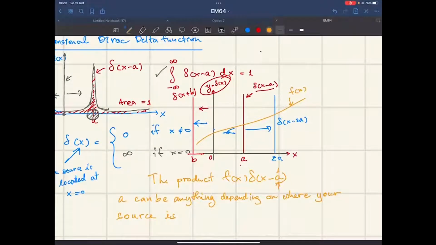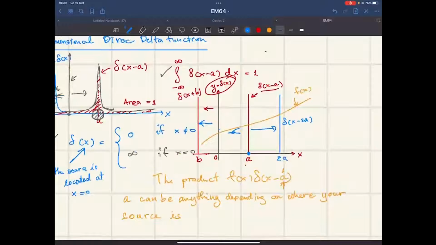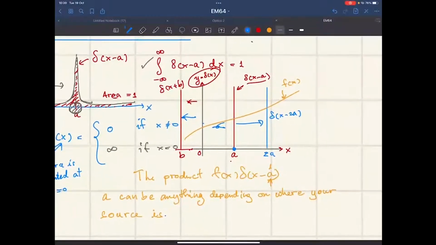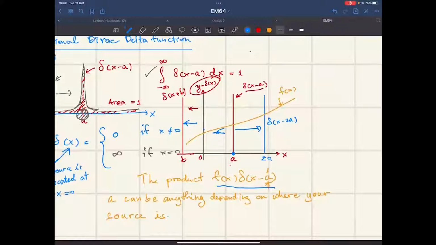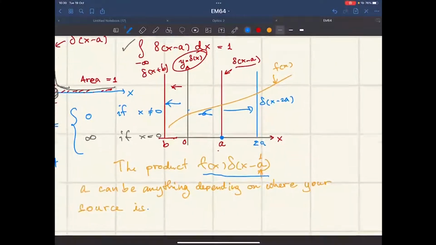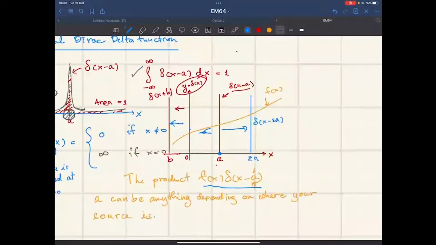That is where your source is, which means it's here. It can be a point source. Normally, it represents a point source without any dimension, no physical size. Okay, it's a point source. So what happens when we multiply it like that, when we want to find the product of it? We just look at the figure here.